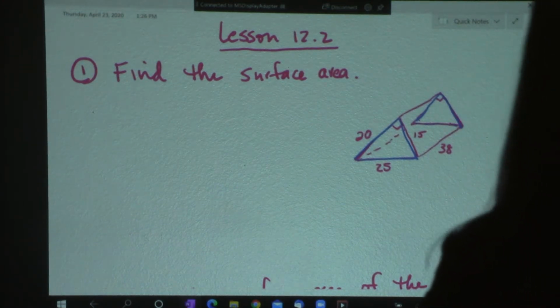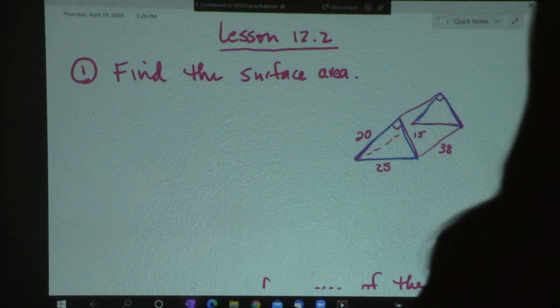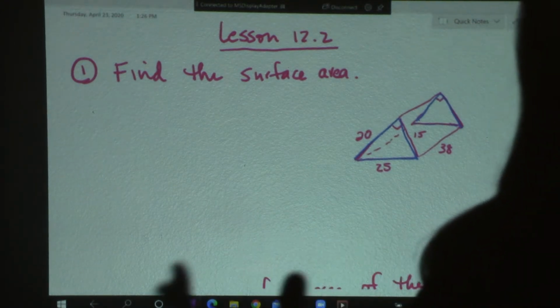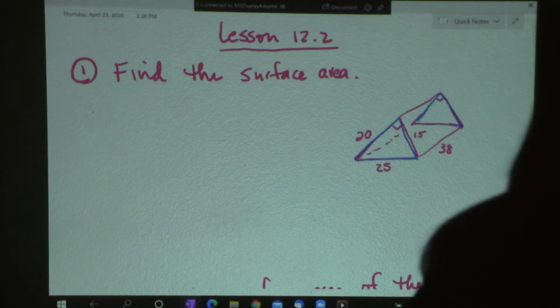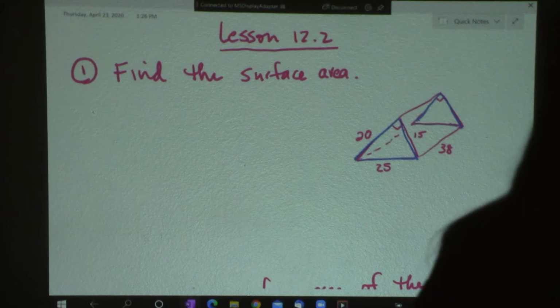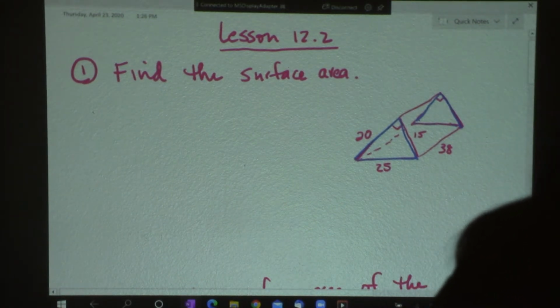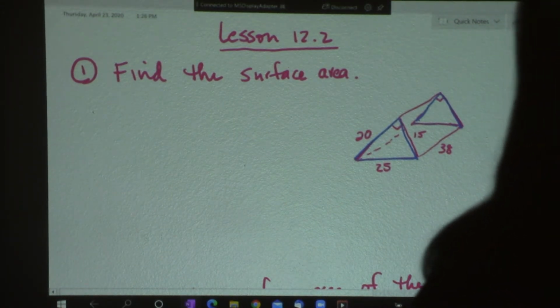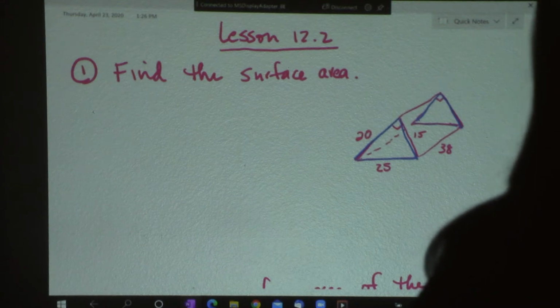So let's say I had a gift I wanted to give. The surface area would be like the wrapping paper you would put around it if you wanted to fit it exactly. Okay? So now when I do the surface area, I like to have an overall big plan and then break it down into small parts.